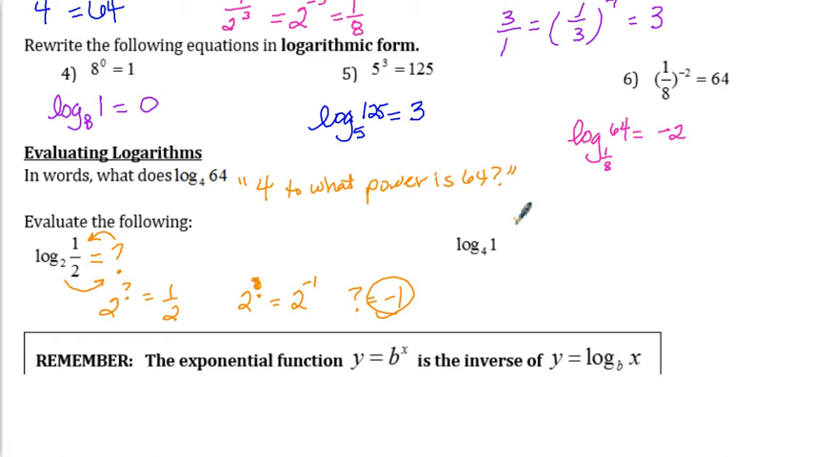Similarly, in this question, 4 to what power equals 1? The only thing that could bring this to 1 is if the question mark equaled 0. Now, we can also use our calculator to help check ourselves.